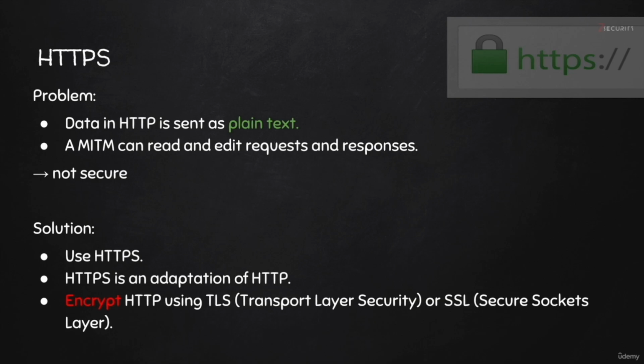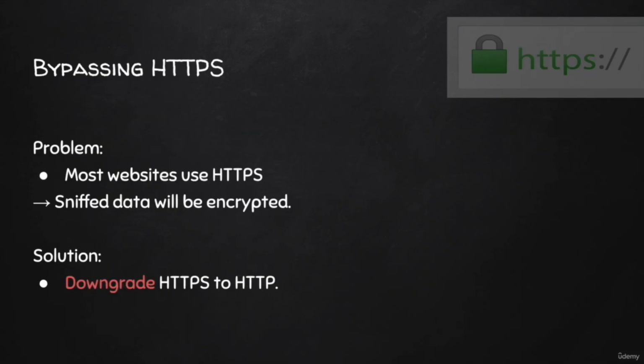Therefore, in order to bypass this, the easiest method is to downgrade HTTPS connections to HTTP. So, since we're the man in the middle, we can check if the target is requesting an HTTPS website, and instead of giving him the HTTPS version of that website, we will give him the HTTP version. This way, the data will be sent in plain text and we'll be able to read it exactly as I showed you in the previous lecture.